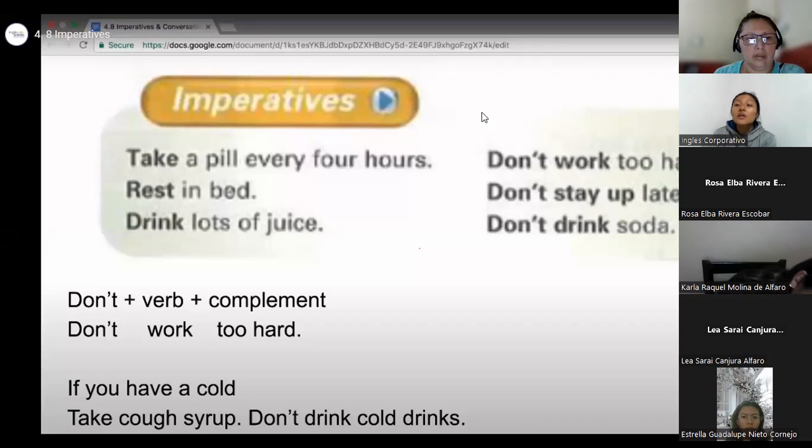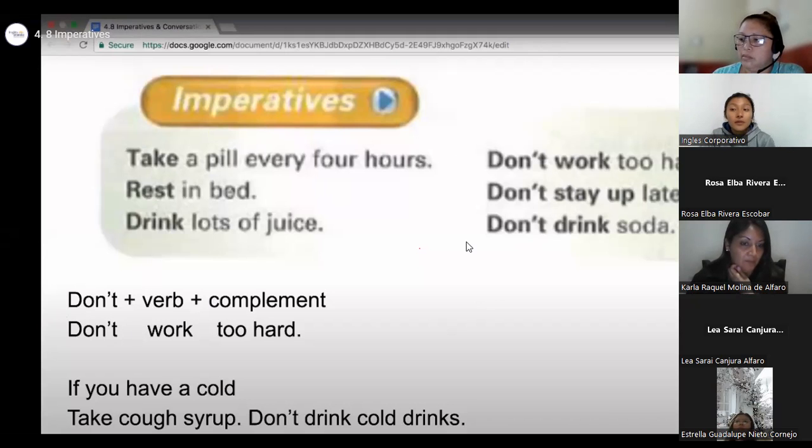So as you could see, if we want to create an imperative sentence, the only thing that we need in a positive way, only the verb, right? The verb, and then you continue with the complement. But it's going to be a little bit different if we have a negative sentence. In this case, we need the particle don't, okay? Don't plus the verb and the complement.